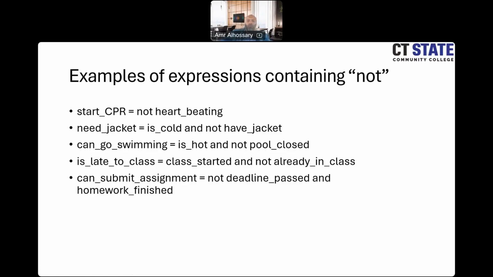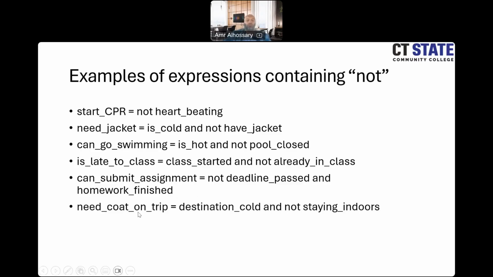Student can submit assignment if no deadline passed and homework finished. So homework is finished already, but deadline passed must be false, which means the deadline has not yet passed, so this becomes true, and true and true is true.